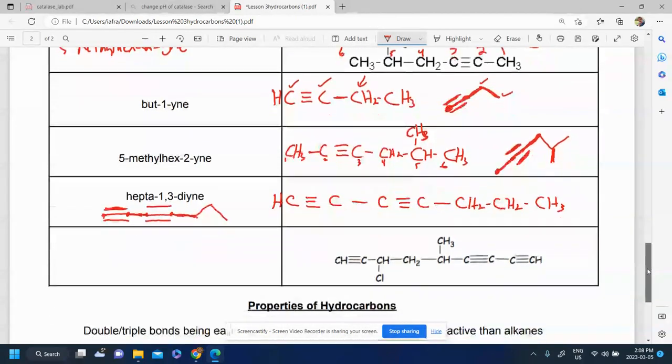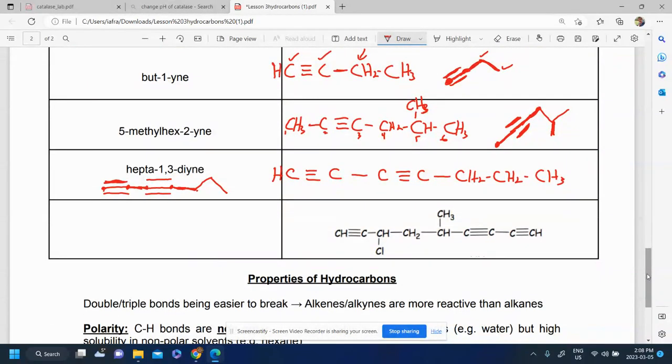All right, here's another one to try out. We have multiple triple bonds here. Our goal is to find the longest parent chain that contains those triple bonds. So that would be this over here.